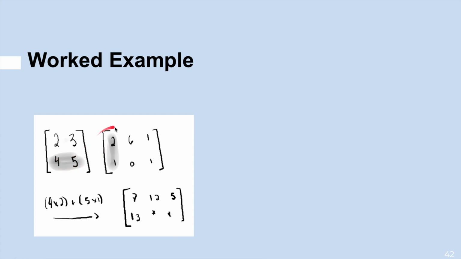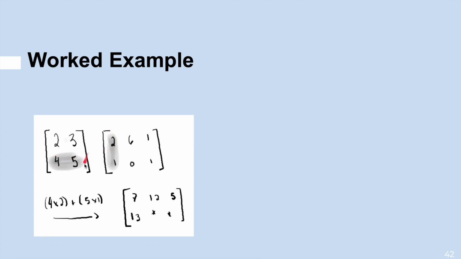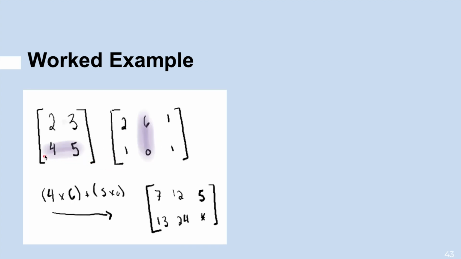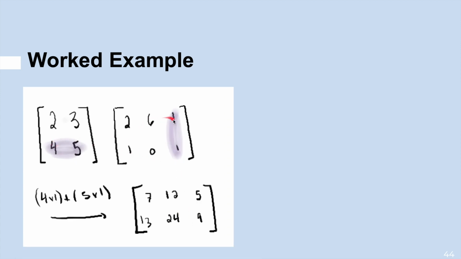I have 4 times 2 plus 5 times 1, and that is 13. So again, first one multiplied with the first one, added to the second one, multiplied by the second one. Again, 4 times 6 plus 5 times 0, so this is the middle column, bottom row, 24. One last one, I have 4 times 1 plus 5 times 1, and that is 9.